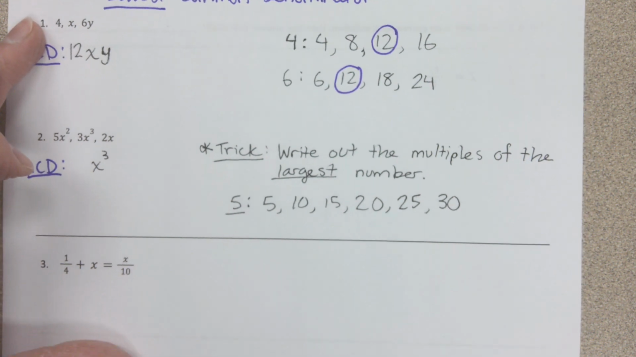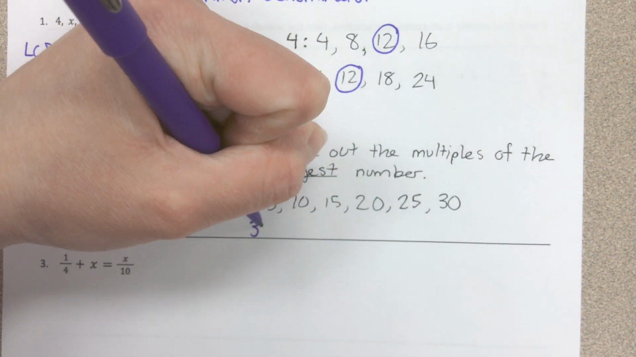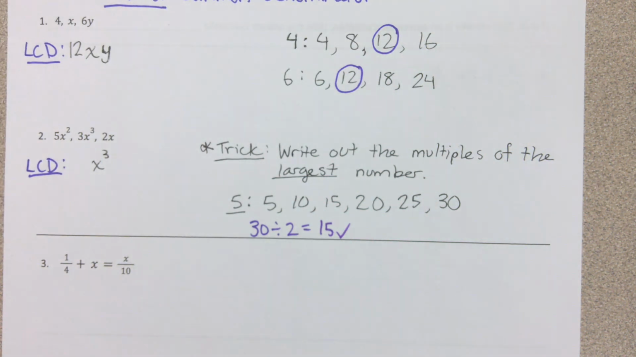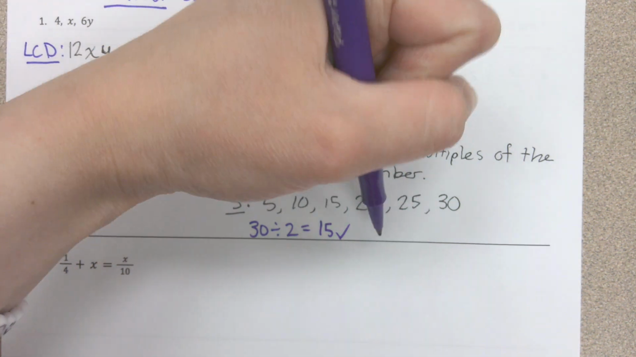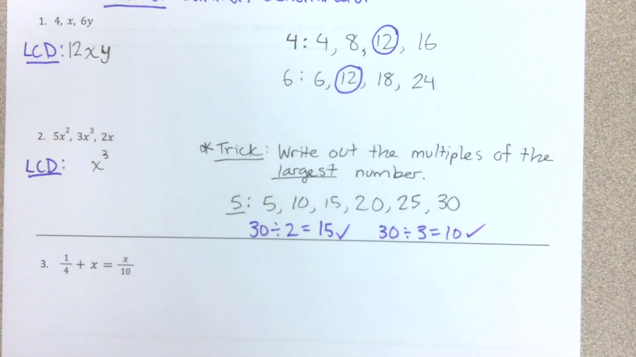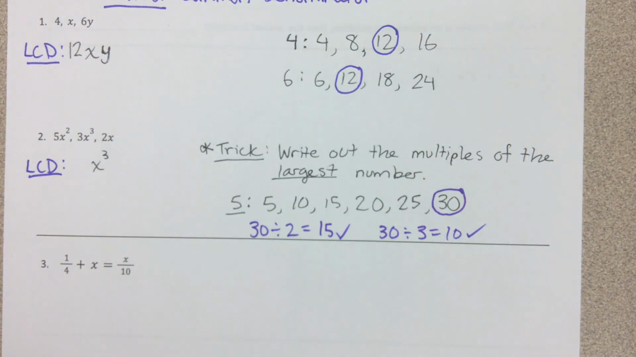And I'm going to write out that work just to show you what I'm looking for. 30 divided by 2 is 15. So we get a nice number, not a decimal. And 30 divided by 3 is 10. Also a nice number. So we're going to use 30. 30 is the LCD.